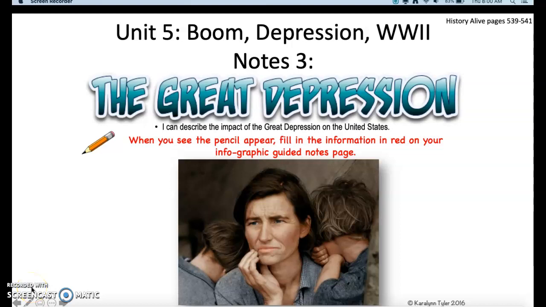Today we're going to work on Notes 3, which is the Great Depression. So have your packet available to fill in the blanks, or if you weren't able to have a paper copy in front of you, then go ahead and open another tab so you can look at the notes that I provided on Google Classroom.